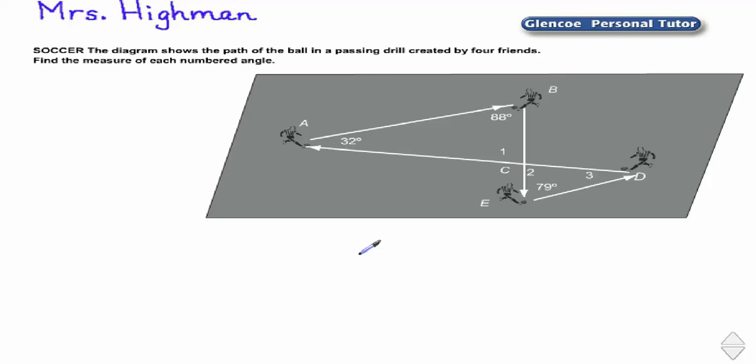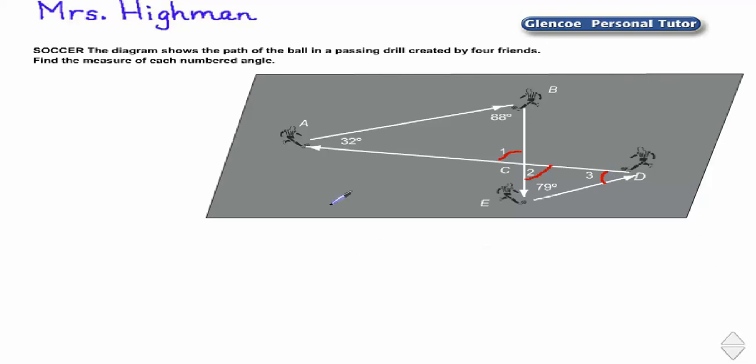Soccer. The diagram shows the path of the ball in a passing drill created by 4 friends. Find the measure of each numbered angle. Well, the angles we have here are angle 1, angle 2, and angle 3. So we have to find the measure of those 3 angles.